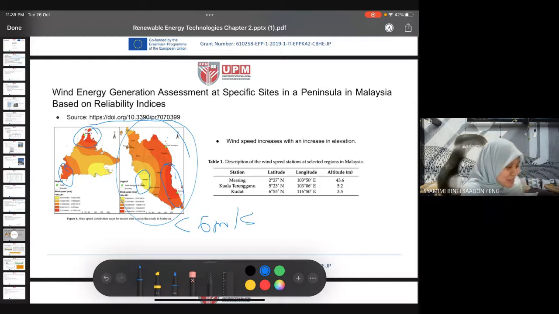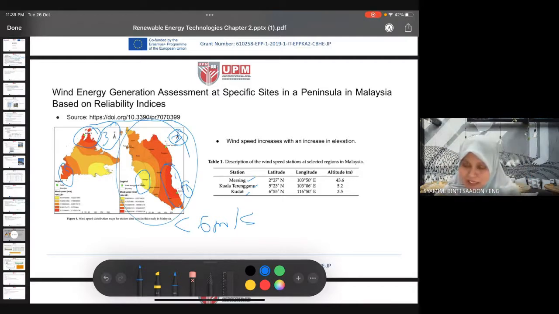So this paper studies three different locations: Mersing, Kuala Terengganu, and Kudat. This is Kudat, Mersing here. Mersing is number one, Kuala Terengganu number two, and this is Kudat. They compare these three locations because, as you can see from the map, they have the most powerful wind speed, even though it's not very high, still around 2 to 2.5 meters per second, but it's the highest that Malaysia has.